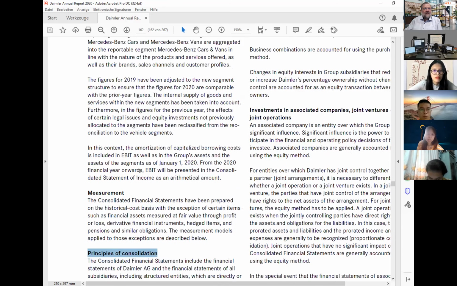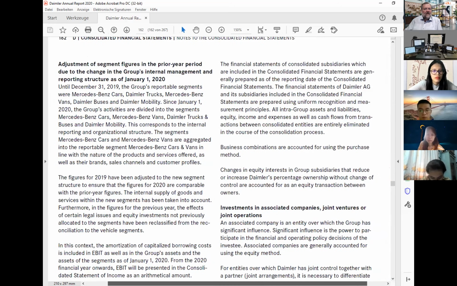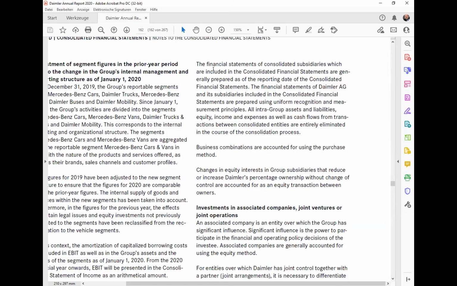I think the other things are clear. Let me just have a look. The financial statements, this is on the next page: financial statements of consolidated subsidiaries which are included in the consolidated financial statements are generally prepared as of the reporting date of the consolidated financial statements. So generally, so there might be some exceptions.